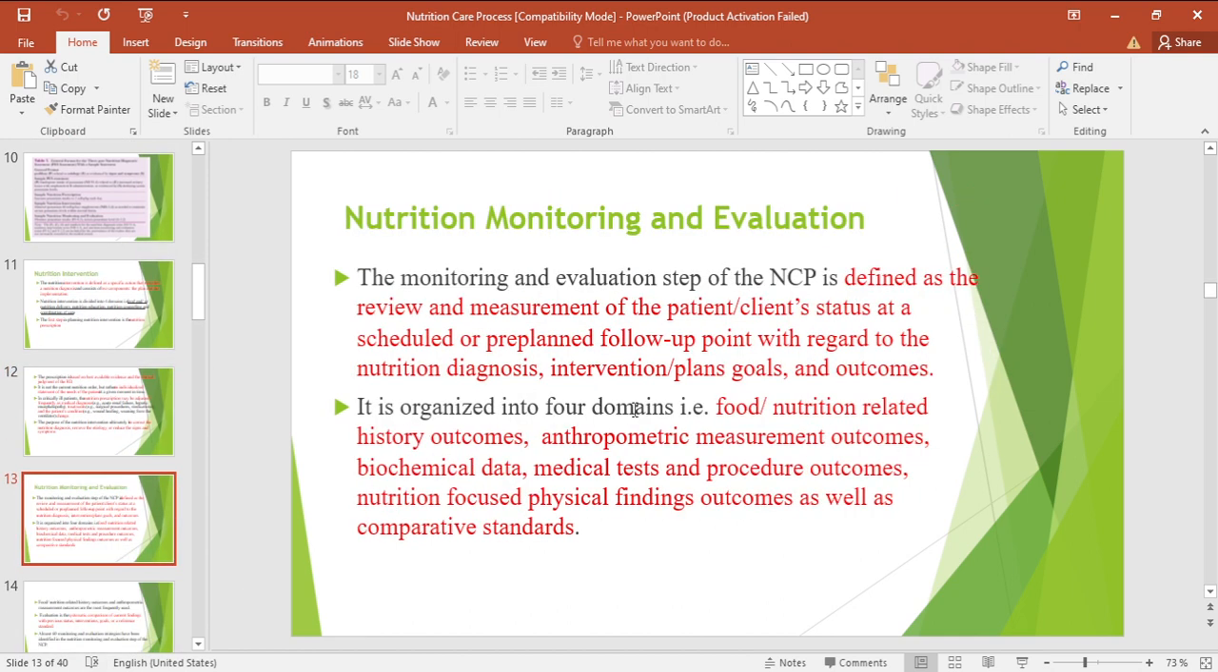And finally, the nutrition monitoring and evaluation. This is our final step. And this is defined as the review and measurement of the patient's status at a scheduled or pre-planned follow-up point with regard to the nutrition diagnosis, intervention goals, and outcomes. It is also organized into four domains: the food or nutrition-related history outcomes, anthropometric measurement outcomes, biochemical data, medical tests, and the procedure outcomes. The nutrition-focused physical findings outcomes as well as the comparative standards. So you have to put all these into your consideration.